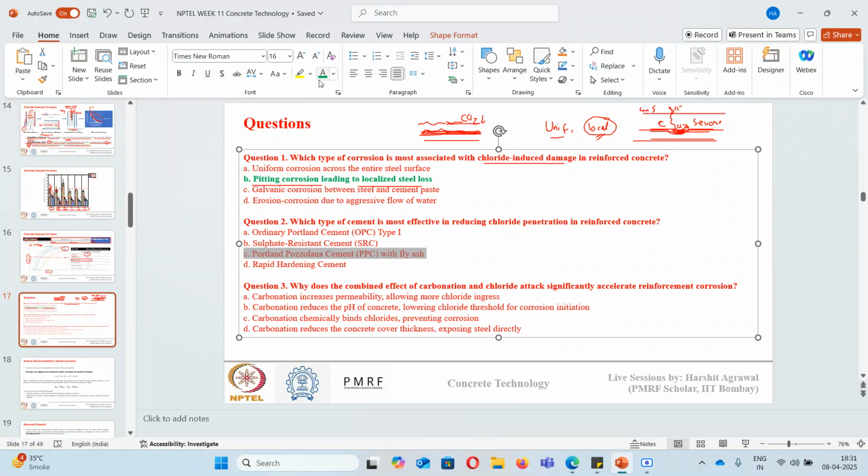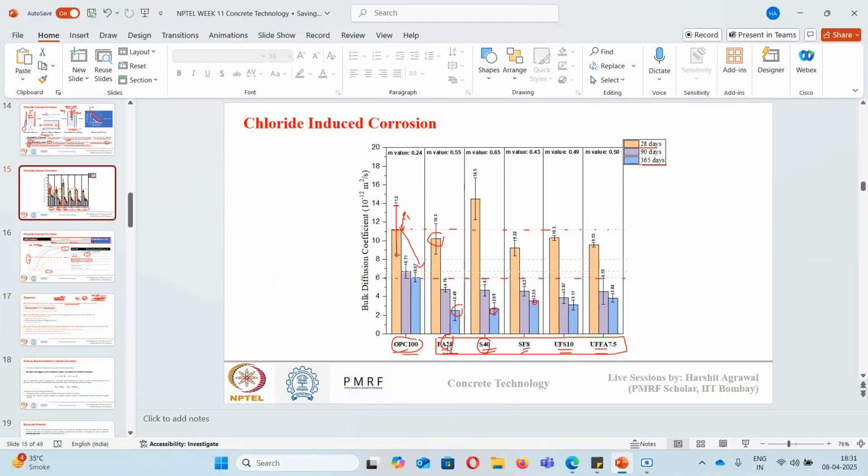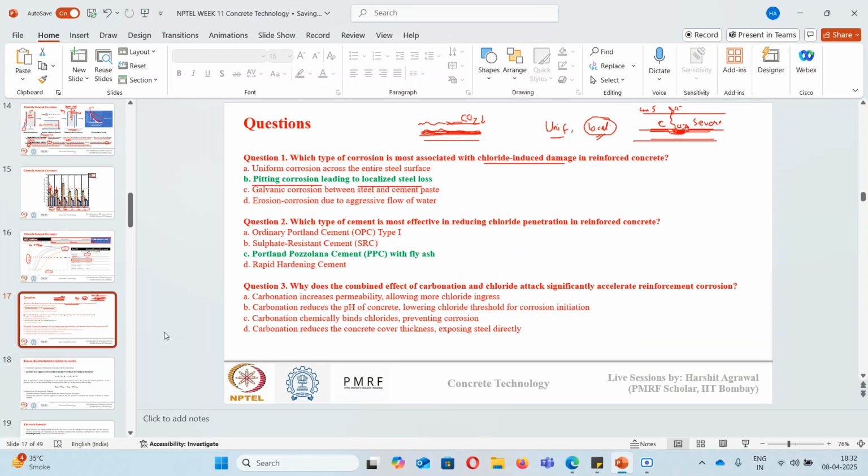Portland pozzolana cement with fly ash. Right now we have seen a lot of cases which give you the indication of this answer. You have seen all these materials: fly ash, slag, silica fume, ultrafine slag, ultrafine fly ash. They all are pozzolanic materials. A pozzolanic material consumes CH to form CSH, and it densifies the concrete system. If my concrete system is densified, the rate of diffusion of chloride ions through the concrete will reduce. So the correct answer will be Portland pozzolana cement with fly ash.